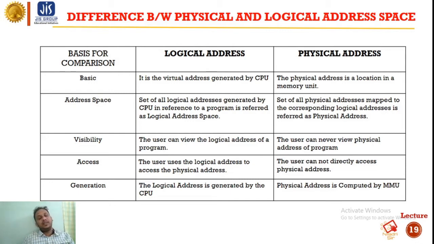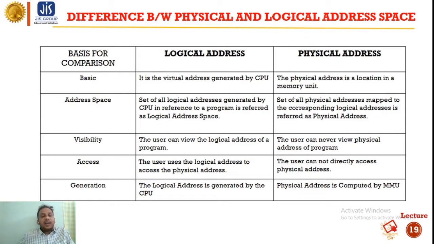Next one is address space. In logical address, the set of all logical addresses generated by the CPU in reference to a program is referred to as logical address space. But in case of physical addresses, the set of all physical addresses mapped to the corresponding logical addresses is referred to as physical address space. Next one is visibility. The user can view the logical address of a program, but the user can never view the physical address of a program.